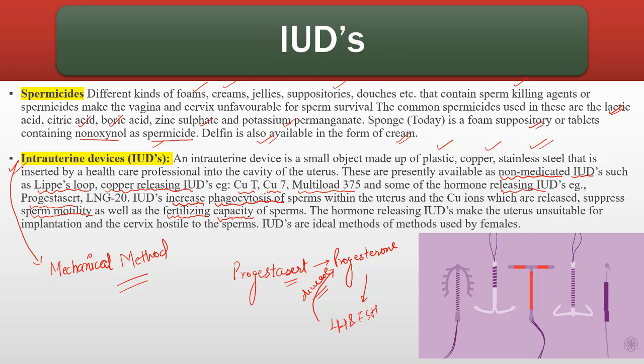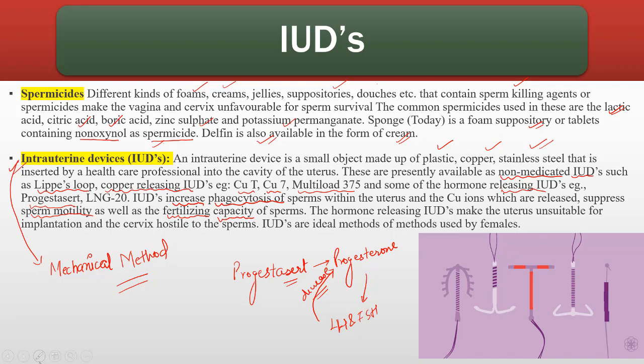The hormone releasing IUDs make the uterus unsuitable for implantation, and the cervix hostile, meaning devoid of sperms. IUDs are an ideal method used by females. So IUDs are mechanical methods. They may be non-medicated, and they can have Lippes loop, then copper releasing IUDs, that is Copper T, Copper 7, and progestasert, which is a hormone releasing IUD. So basically IUDs increase the phagocytosis of sperms. Hormonal IUDs basically create an unsuitable environment for the survival of sperm.